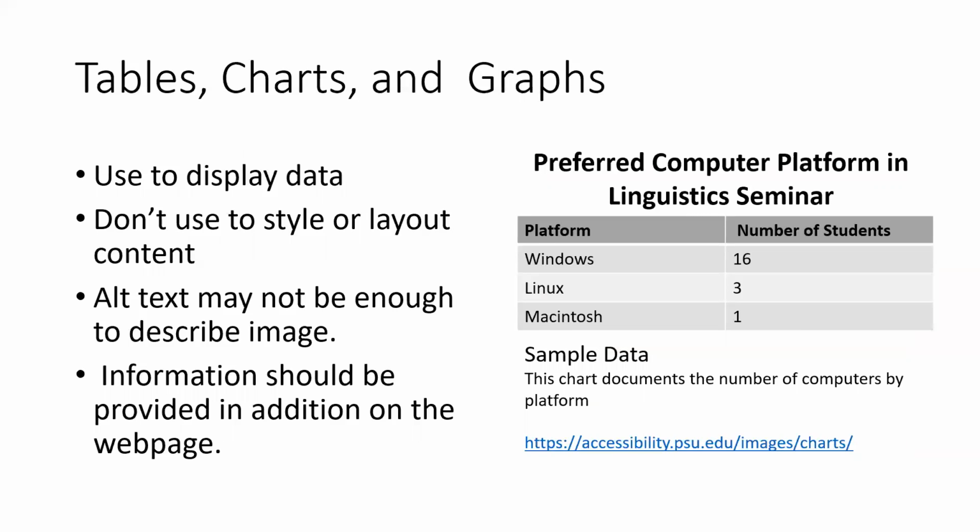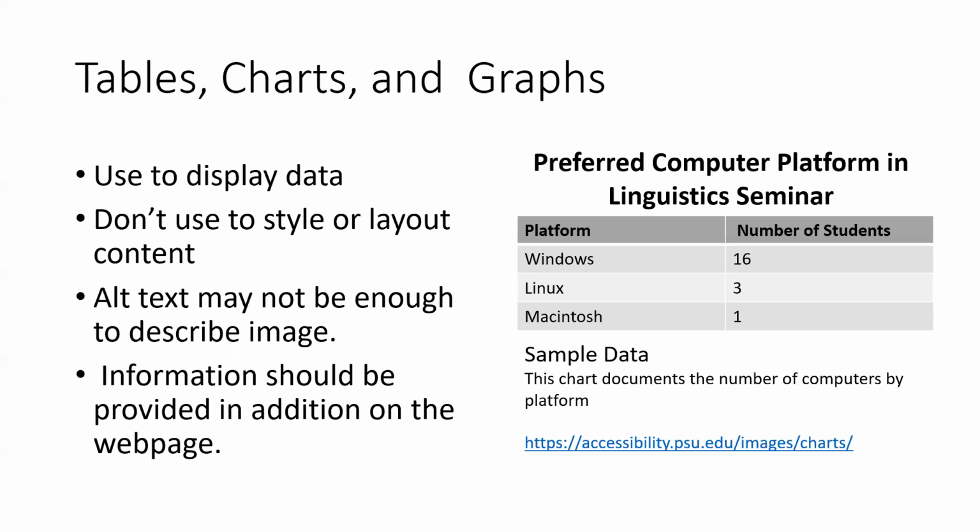Tables, charts, and graphs are used to display data. They shouldn't be used to style or lay out content. Alt text may not be enough to describe a table, chart, or graph image, and the information should be provided in addition on the web page to give a context for the table, chart, or graph being used.